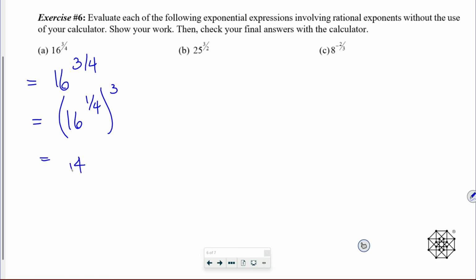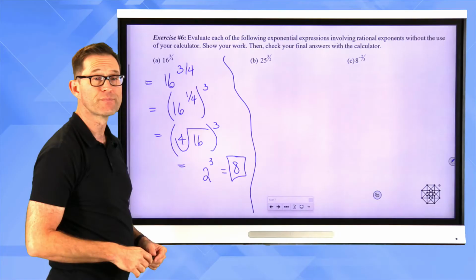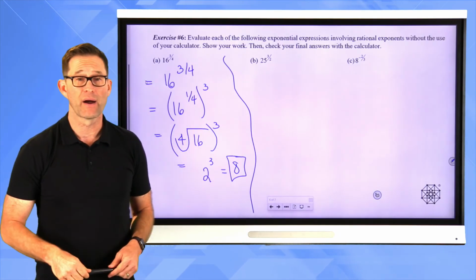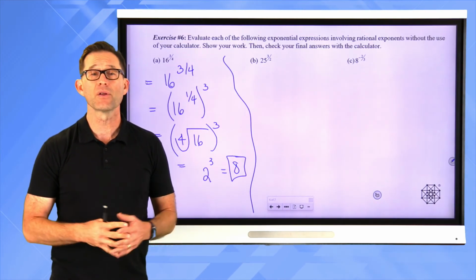That means I've got the 4th root of 16 cubed. The 4th root of 16 is 2. 2 times 2 times 2 is 8. And you can easily check that on your calculator, obviously. I won't bring the calculator back out, all right? Let's take a look at letter B.